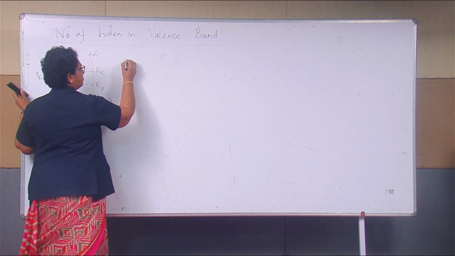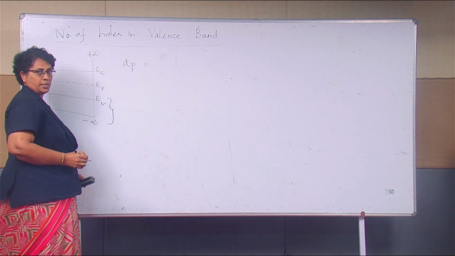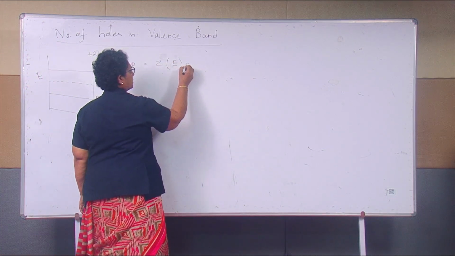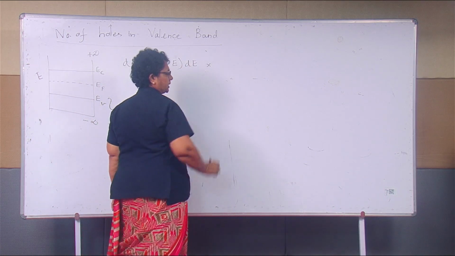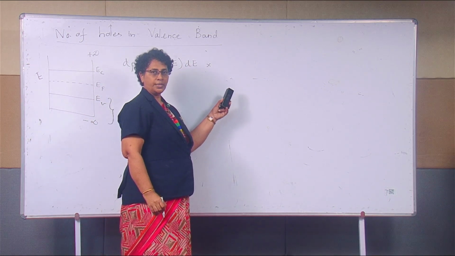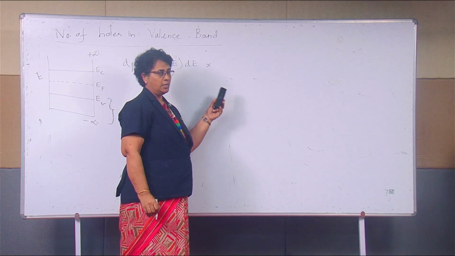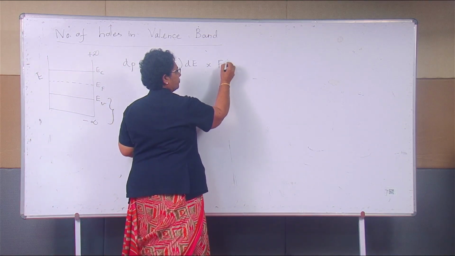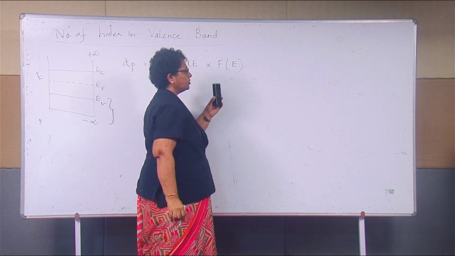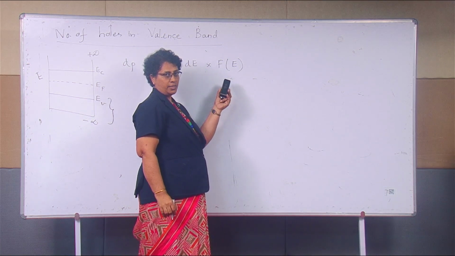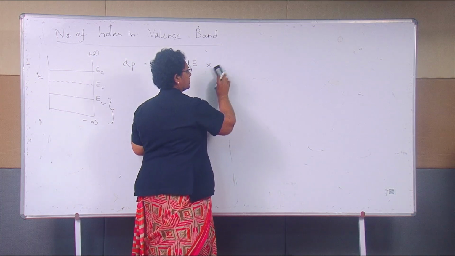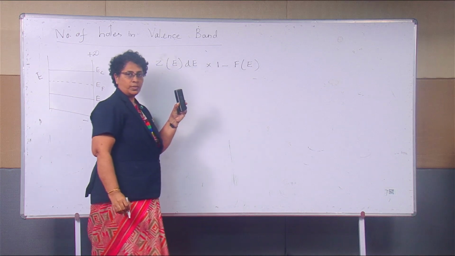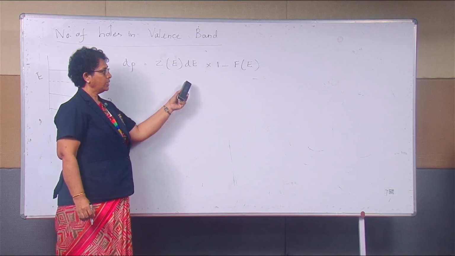So here dP, the number of holes, is represented as the density of states times the Fermi distribution function. F of E purely talks about the presence of electrons, and it is always used to denote electrons. But here we are going to talk about the presence of holes, so we are going to take 1 minus F of E. So 1 minus F of E will be used to denote the holes.